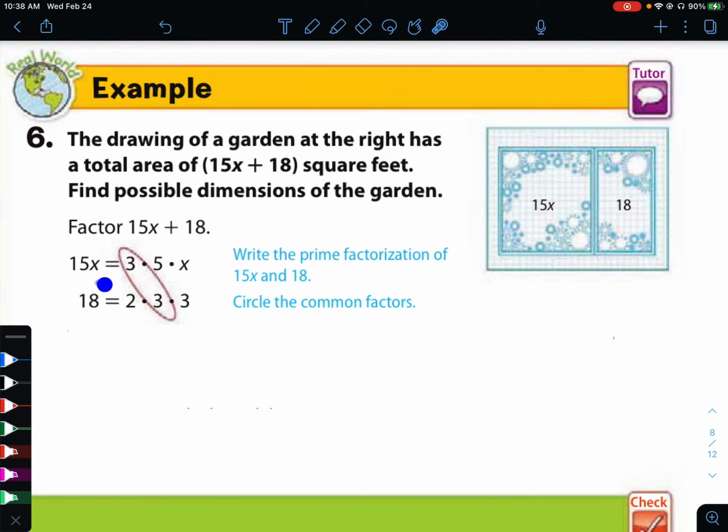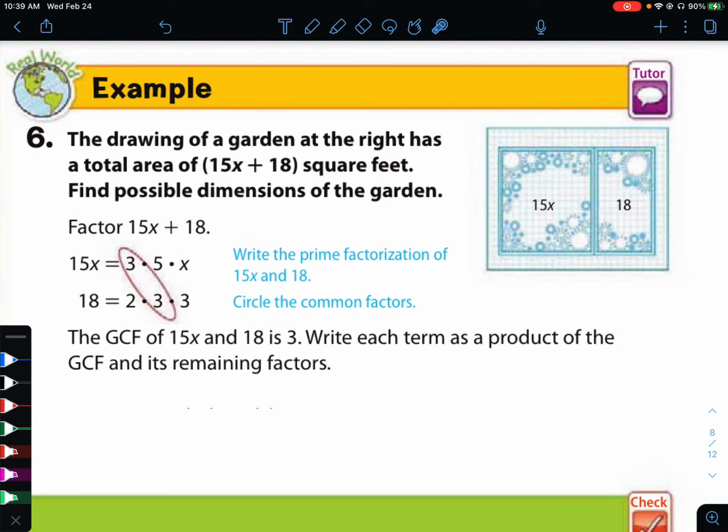So for 15x, the prime factors are 3 and 5 and x. For 18, again, using our factor tree, 2 times 3 times 3. If you notice, there is only one common factor. Also notice that even though there is a 3 here, you only circle a pair. So you circle a pair. So the greatest common factor of 15x and 18 is actually 3. Okay, so that's the greatest common factor.